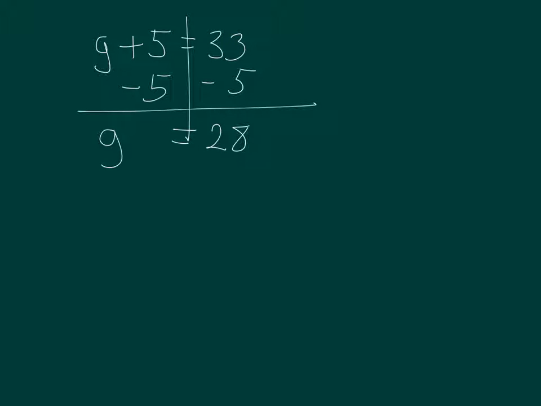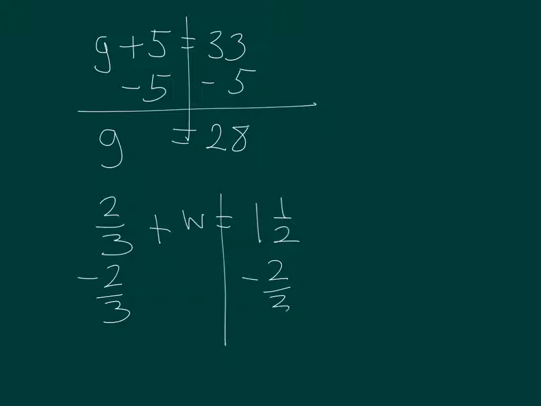Now let's do one more slightly more complicated example with some fractions. So if we had 2/3 plus w is equal to 1 1/2, then first of all, I'll draw my curtain. I want to subtract the 2/3 because it's over here with the w. It's being added to the w. So this is the number that I want to get rid of, so that I only have a w on one side. So I'll subtract 2/3 from here and subtract 2/3 from there.